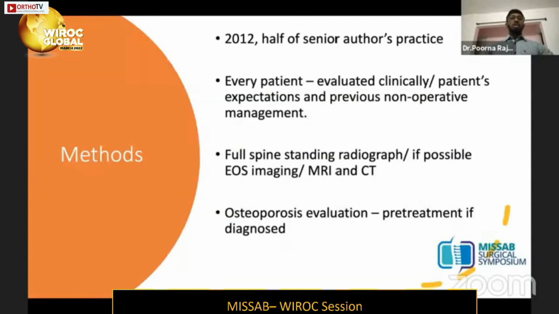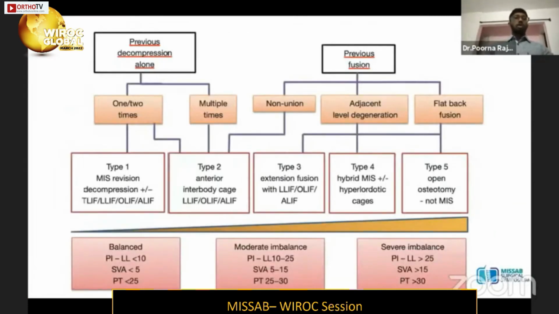Coming to the surgical algorithm which they formulated after reviewing and operating on these patients since 2012, they categorized the patients into two categories: patients who have undergone previous decompression alone, and patients who have undergone previous fusion. In the decompression category, they divided patients by the number of decompressions, whether one or two times, or multiple times of decompression done previously.